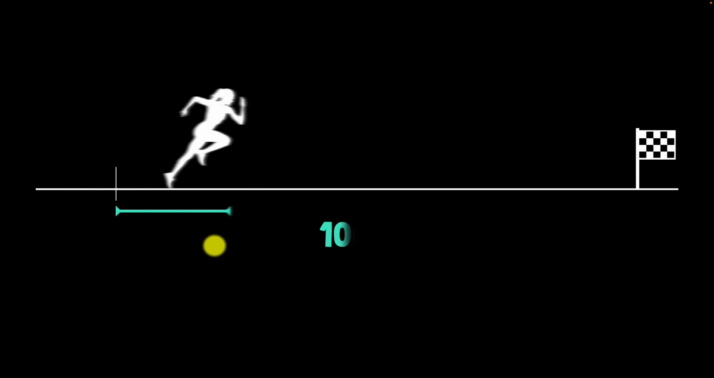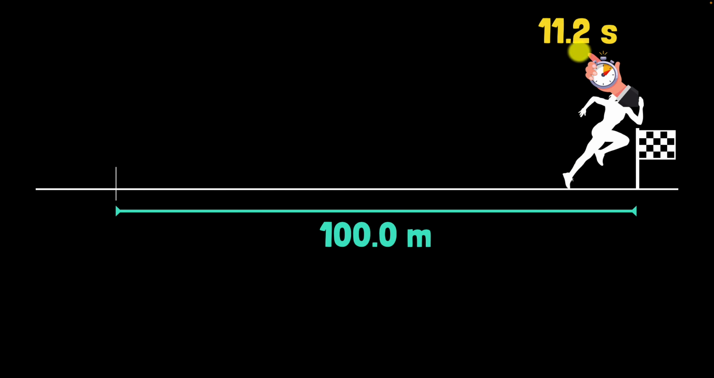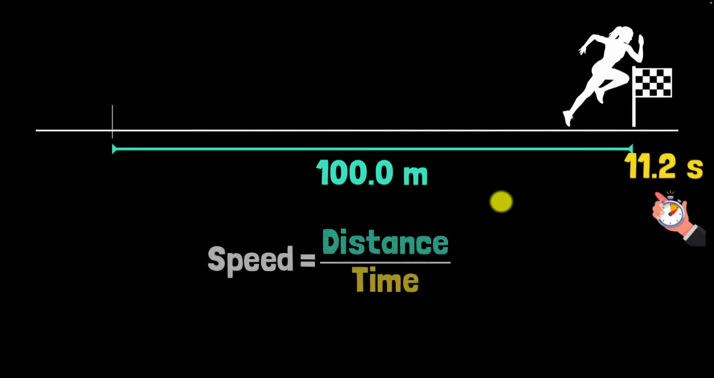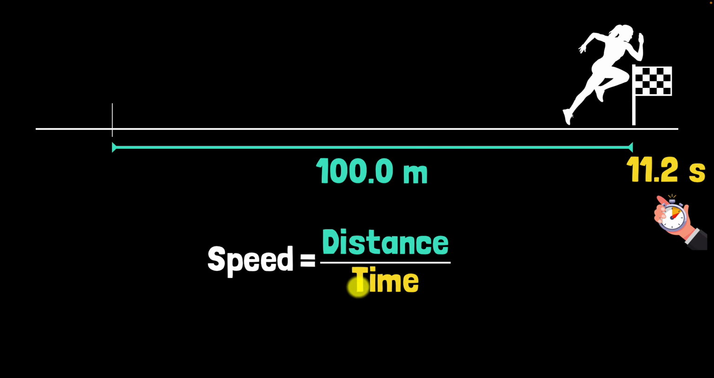You find that a runner finishes her 100-meter sprint in 11.2 seconds. You measure this value yourself. Now you're curious about what her speed is. We calculate speed as distance divided by time. Actually, that's called average speed, but don't worry too much about it. In fact, don't worry too much about the formula at all.